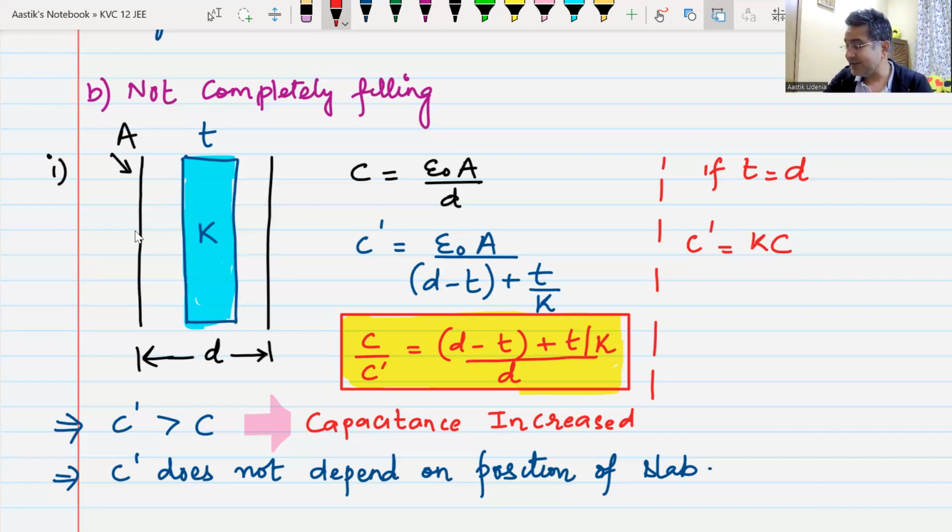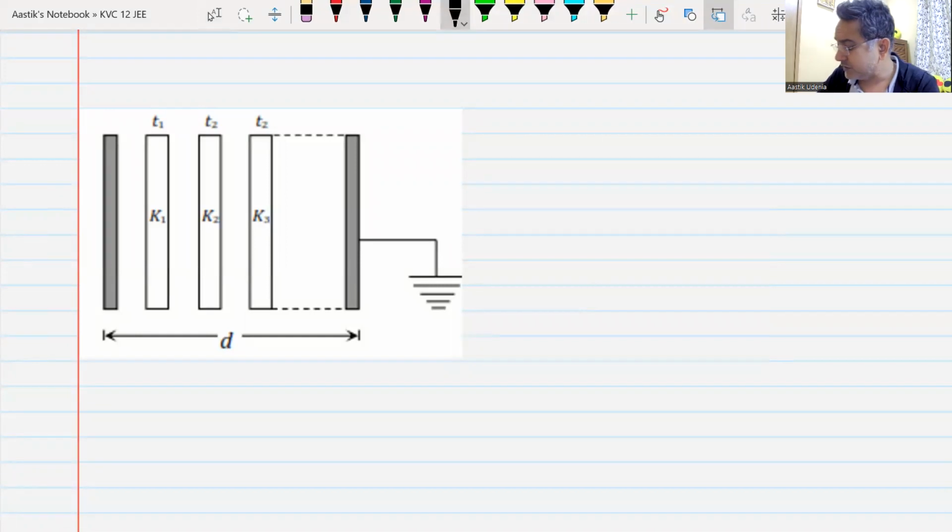Now there could be a second case where not one, but more than one dielectrics could be there with different dielectric constants and definitely different thicknesses. So that is your case number 2. Let me take that case as well. As you can see, there are a number of dielectrics here with different thicknesses and different dielectric constants.